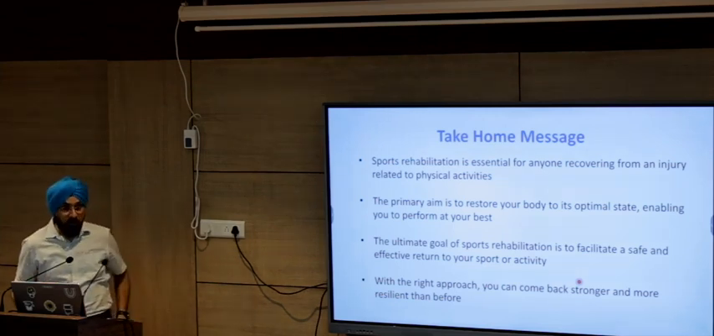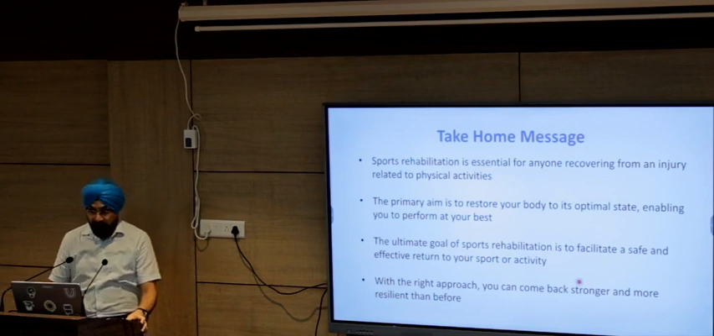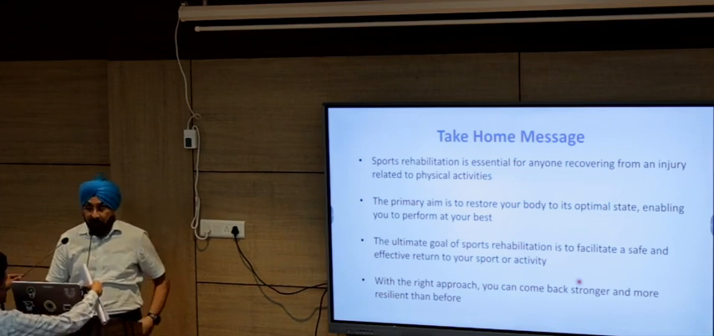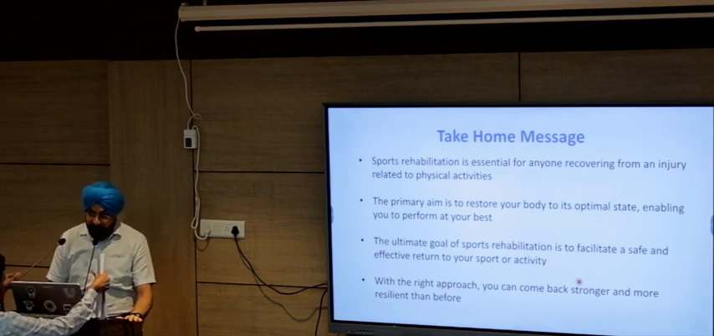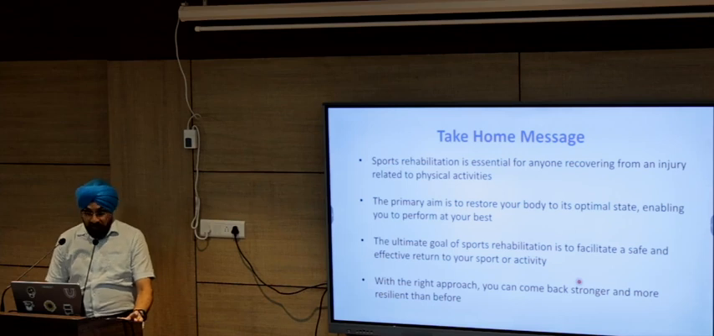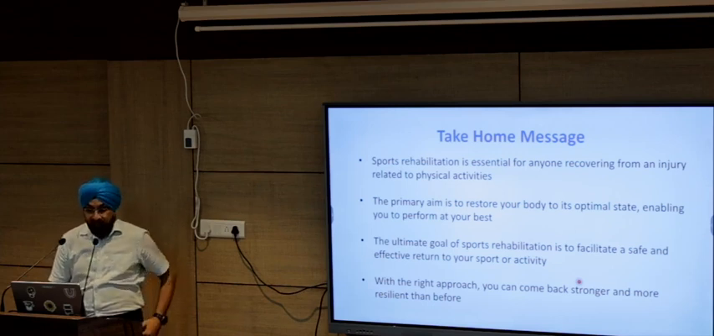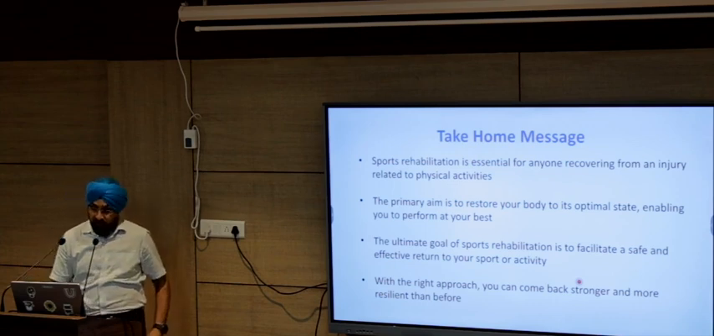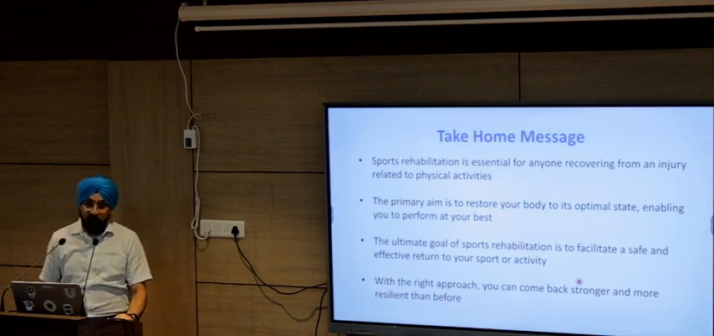Now, in conclusion, I can say management of sports injury is not only managing pain. You can improve performance, you can reach peak level, and most importantly, prevent recurrent injuries. The ultimate goal is to rehabilitate to facilitate a safe and effective return to sports activity. And with the right approach, you can come back stronger and more resilient than before.